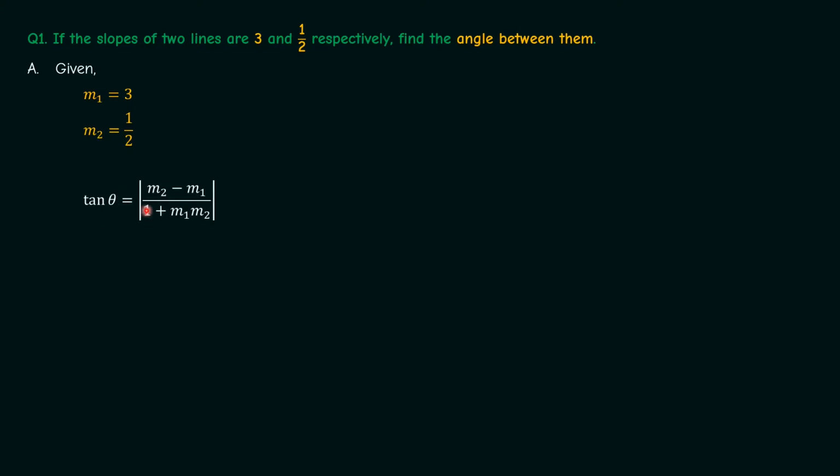Tan theta is equal to modulus of (m2 minus m1) by (1 plus m1 m2). By substituting this, we get modulus of (1 by 2 minus 3) by (1 plus 3 into 1 by 2), which is nothing but modulus of (minus 5 by 2) by (5 by 2). By cancelling, we get modulus of minus 1. We know that modulus of minus 1 is nothing but 1. So therefore, tan theta is equal to 1.